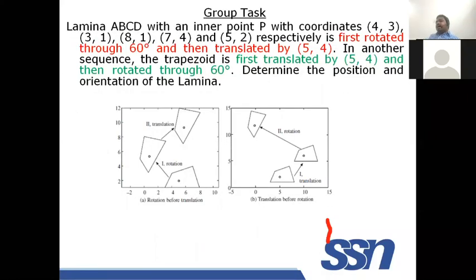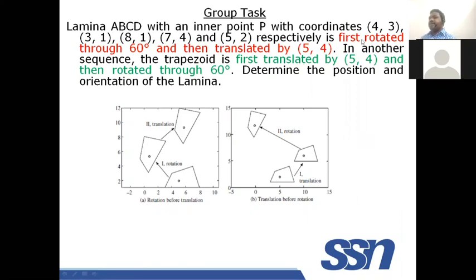Next, this problem is very interesting. This one previously I had given as a group task. This class we are going to solve this problem as well. Okay, a lamina ABCD with an inner point P with coordinates 4, 3. Okay, 4, 3. The corner points are given as 3, 1, 8, 1, 7, 4 and 5, 2 respectively.